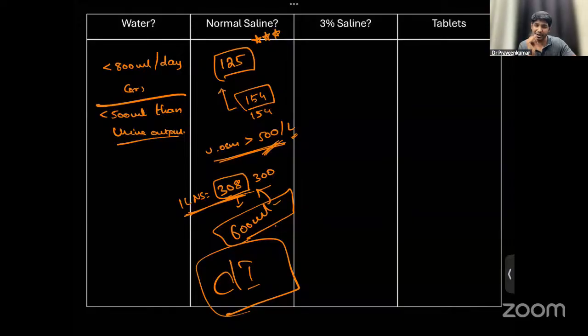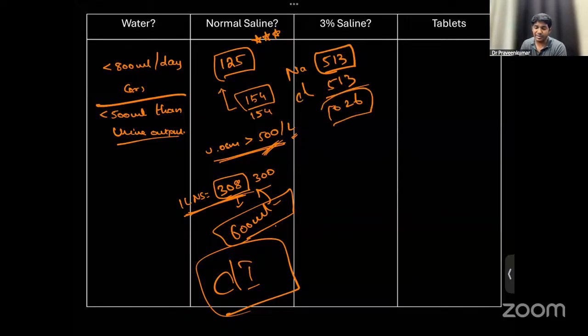Okay, got it? Fine. So 3% saline, can it be given? Yeah, 3% saline can be given because that is 513, right? 513 is the sodium level. Okay, sodium is 513. Then if you take chloride, that is also 513. So totally it is 1026.